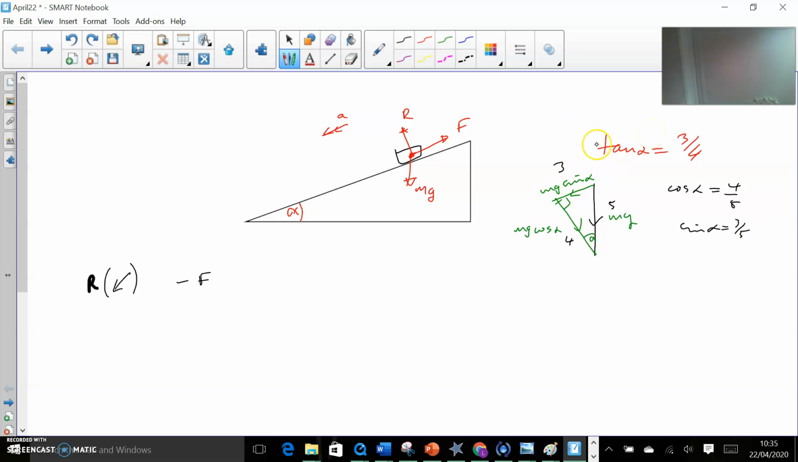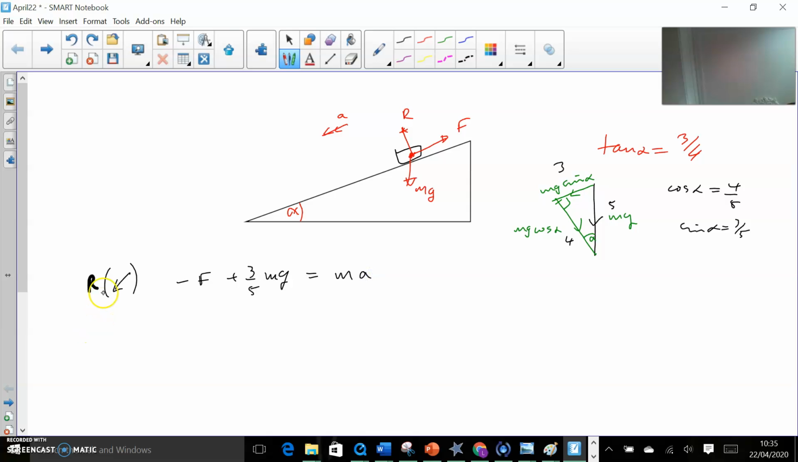Mg sine alpha down the plane would be 3/5 mg. So we'd write plus 3/5 mg. And that is equal to, that's all the forces parallel to the plane, and that equals mass times acceleration, so ma.